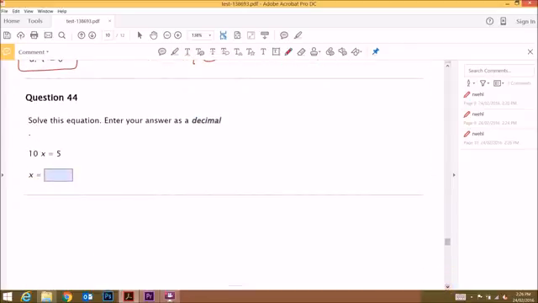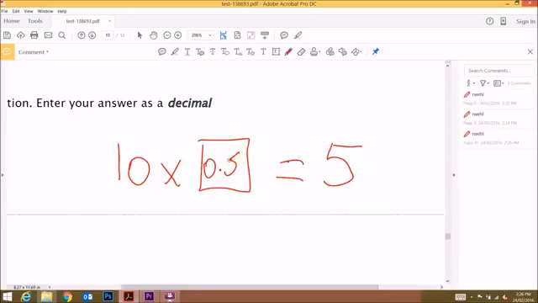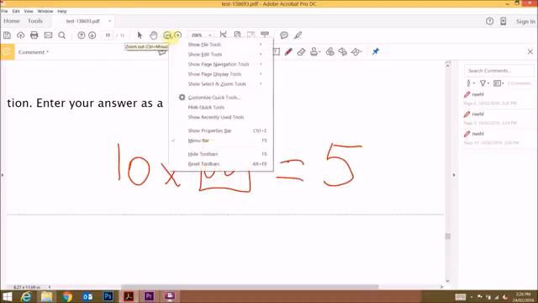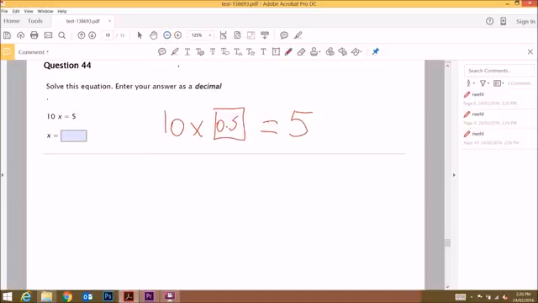Solve this equation and enter your answer as a decimal. So 10 times something equals 5. Well, 10 times 1 equals 10. So that means it needs to be half of that. So half of 1 is 0.5. Okay, so 0.5 times 10 equals 5.